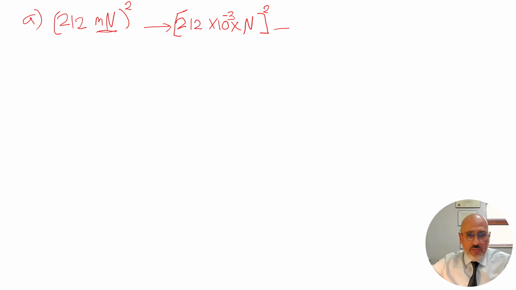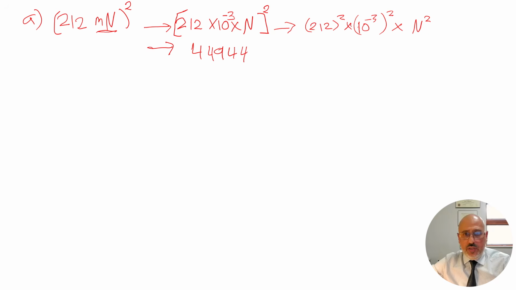So this is going to be 212 squared, 10 to the power minus 3, all squared, right? So you can distribute on the multiplication, multiplied by N to the power 2. Now, continuing with the calculation, 212 squared, if you use your calculator, will be 4, 4, 9, 4, 4.